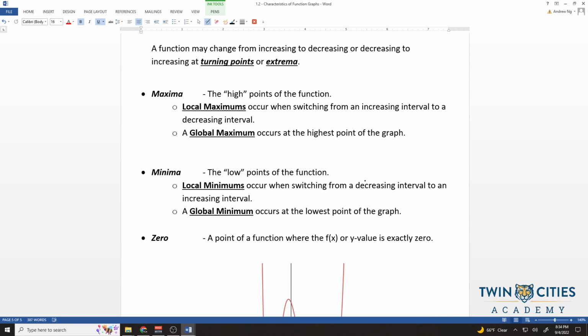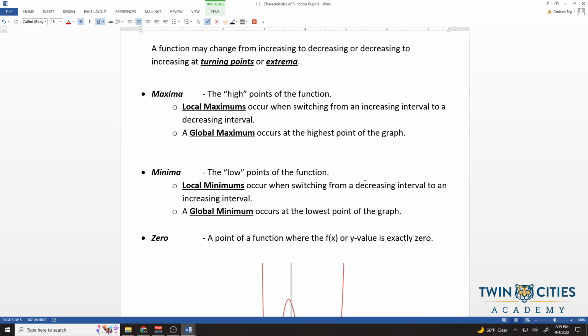Now, I want to differentiate a local maximum versus a global maximum. A local maximum might occur when switching from increasing to decreasing. It can also occur technically if you just have an endpoint that isn't the highest point in the function. And then a global maximum occurs at the highest point of the function if it can be calculated. If the function is just going to keep going up and up and up, then you don't really have a global maximum. And we're going to see what that looks like.